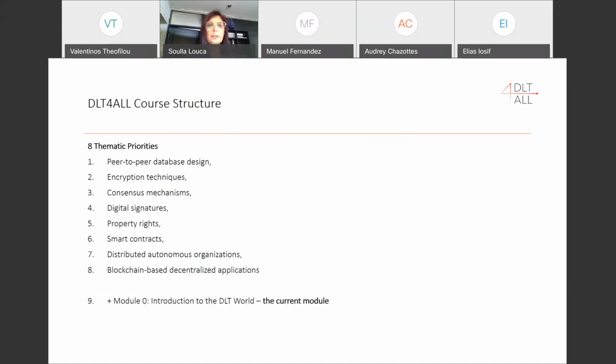As we already mentioned, the whole course structure comprises 8 thematic priorities, plus module 0, which introduces blockchain technologies. The rest of the courses that we have are peer-to-peer database design, encryption techniques, consensus mechanisms, digital structures, property rights, smart contracts, distributed autonomous organizations, and blockchain-based decentralized applications.